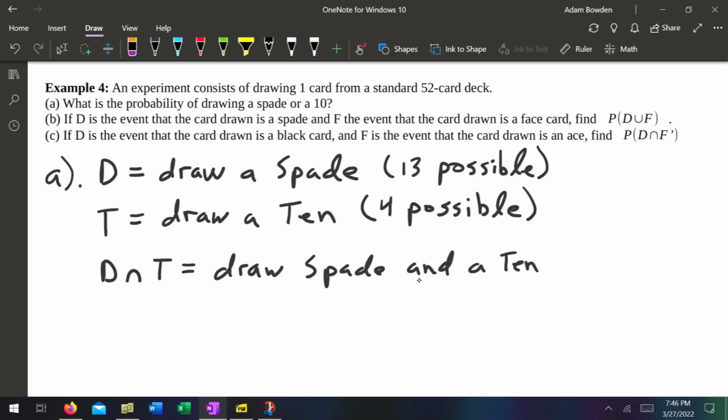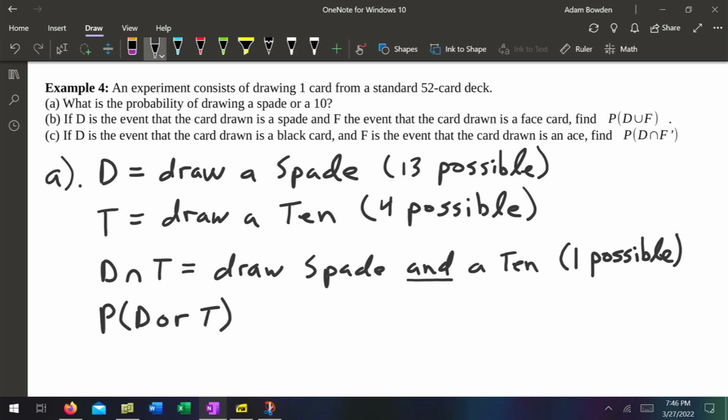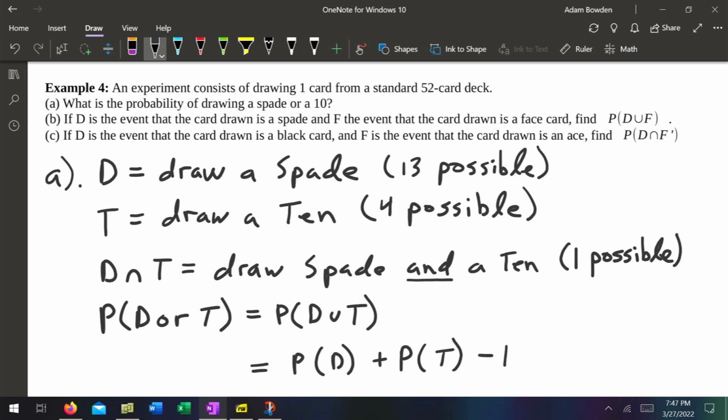And how many different cards match that description? In fact, there's only one possible card out of the deck that matches the description of a spade and a 10. There's only one 10 of spades. So when we go about finding the probability of D or T, which in other words, probability of spade or a 10, which would be the union, D union T, that would be equal to the probability of D plus the probability of T minus the probability of D intersect T.